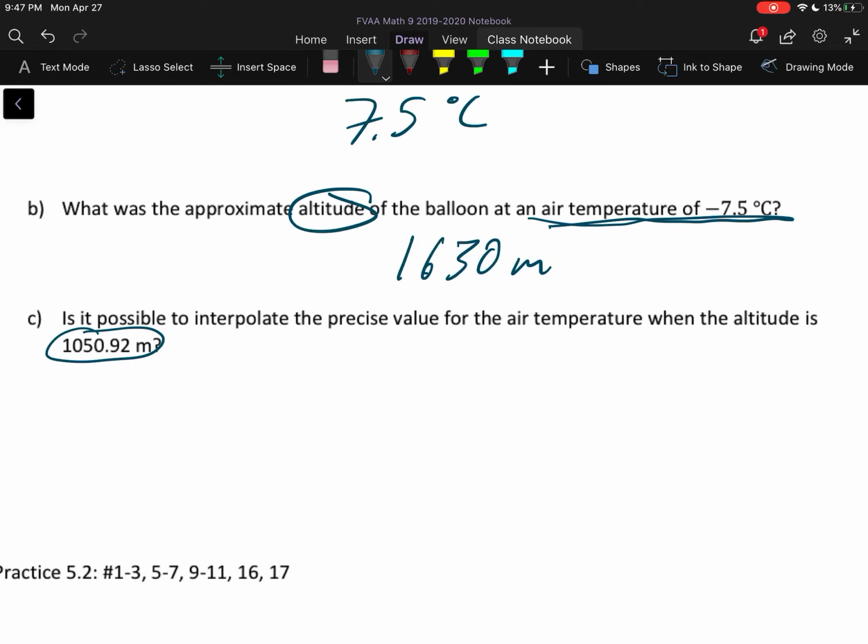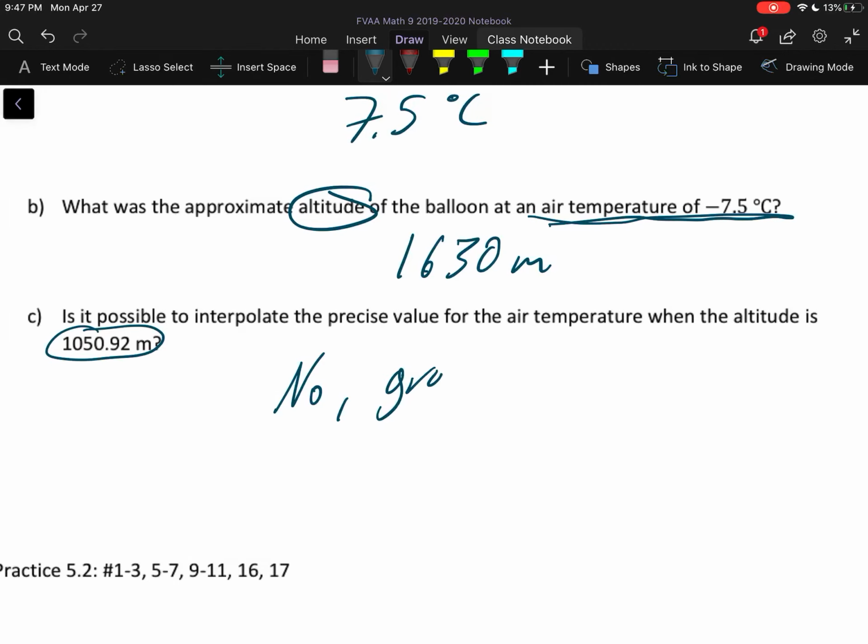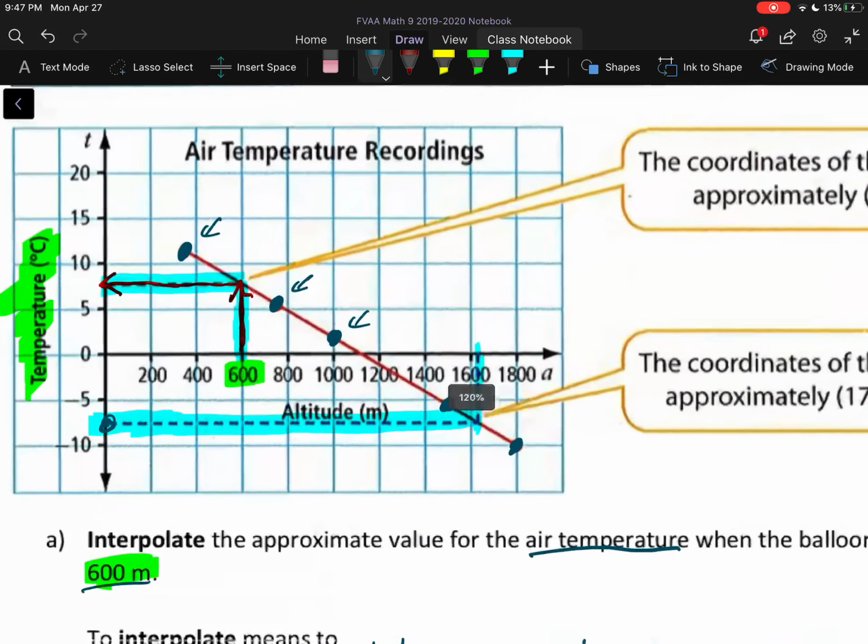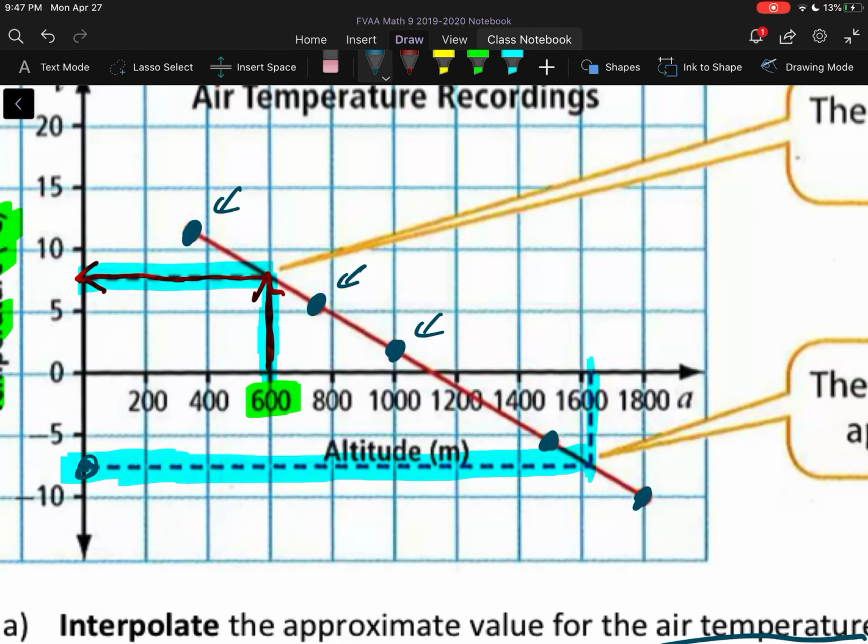The answer here is no, right? And why would that be, do you think? It's because the graph lacks precision. Okay? Graph lacks precision. Specifically these kind of grid lines. Okay? If we had more grid lines, it would be even more precise, right?